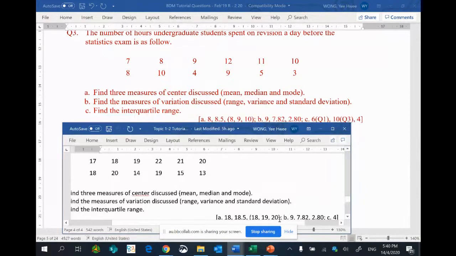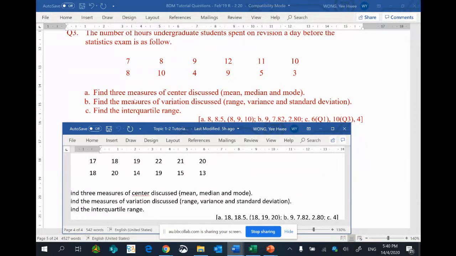So what's the difference? It seems every number has been increased by 10, correct? So when you have a set of data and you add the same value to each of them, it shifts the center by that much. The center was around 8, 8.5, 8, 9, 10. Then you add 10 to each of these values, and the whole center shifts to the next location.